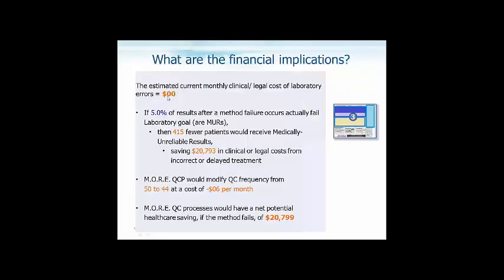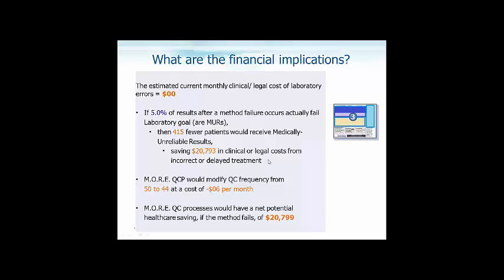What are the financial implications? The estimated current cost is $0, but if 5% of results after this failure fail, you don't know how many are going to fail after a hazardous event occurs or after a failure occurs. But if it was 5%, then 415 fewer patients would receive medically unreliable results, saving $20,793 in clinical or legal costs from incorrect or delayed treatment.